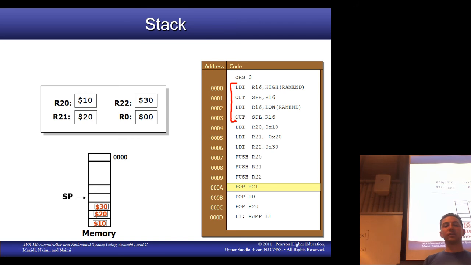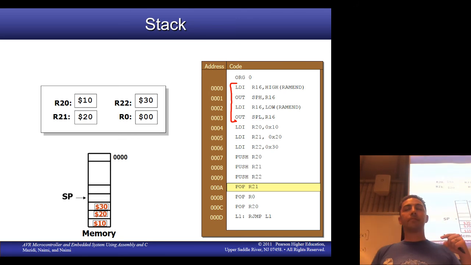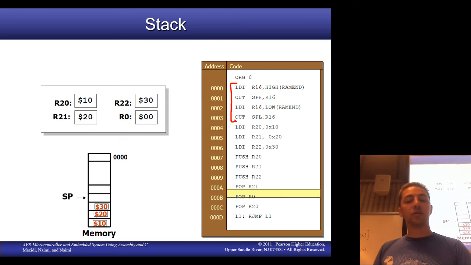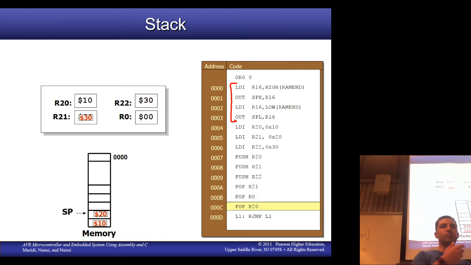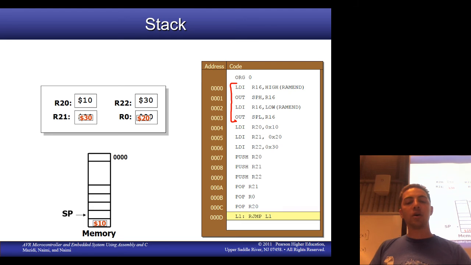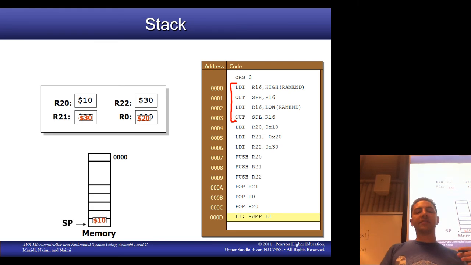The next instruction is pop into R21. The only thing that can be popped is what's right on the top of the stack, which is a 30. So when I pop R21, it's going to take 30 and shove it into R21. It overwrites that value. Then I pop into R0. This is just to illustrate that just because you push from one register doesn't mean you need to pop back into that same register. You can pop into any register you want. And finally, I pop R20. Every time I do a pop, it first moves the stack pointer lower, which is an increment, and then it gets the value off. Okay?